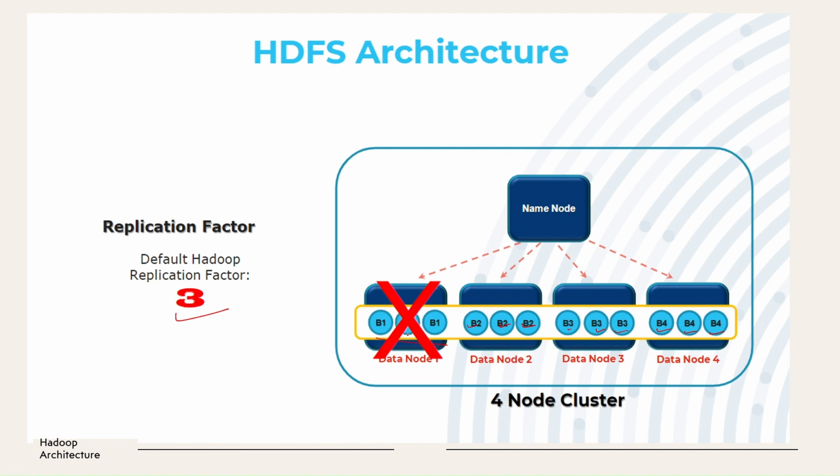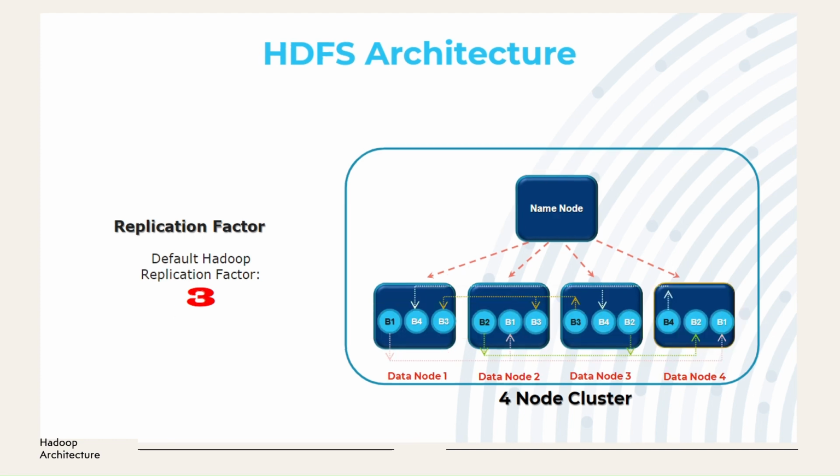No, it is not stored this way, because if b1 is stored at data node 1, b2 at data node 2 and b3 at data node 3, like this, then what will happen if data node 1 goes down? Again we will lose our data. So to resolve this problem, the replication factor will not work like this.